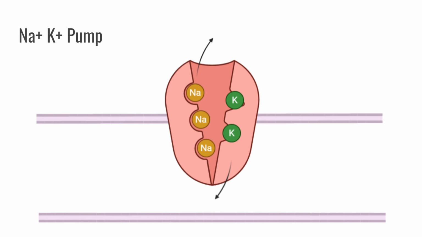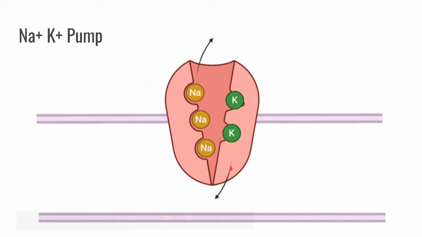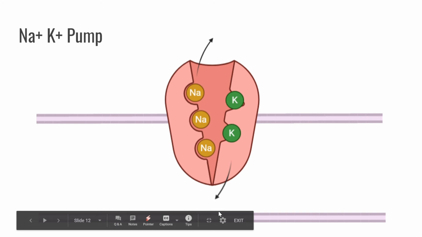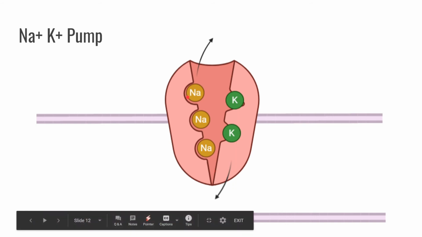The sodium-potassium pump basically works in the opposite direction of the ions. Remember how potassium naturally flows out? Well, the pump moves potassium in. And remember how sodium naturally flows in? Well, the pump moves sodium out. And it's always in this ratio. For every 2 potassium ions that are moved in, 3 sodium ions are moved out.